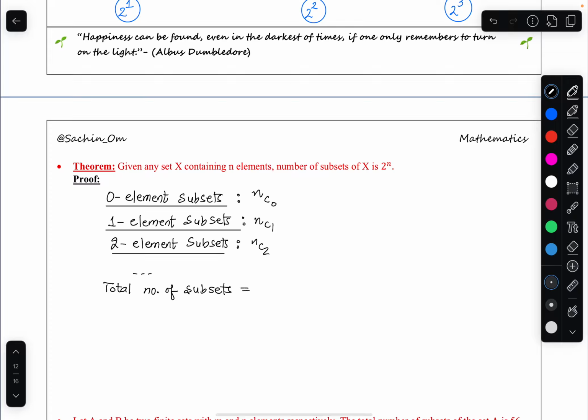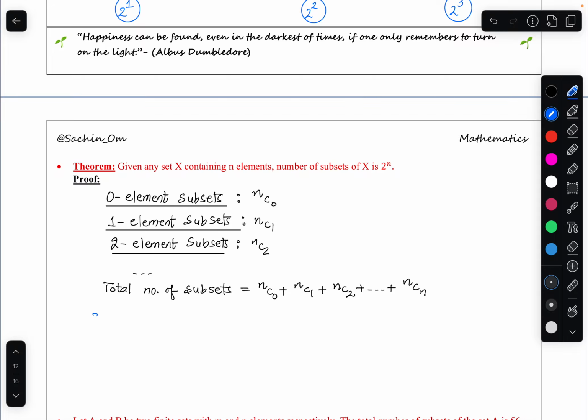the total number of subsets would be the sum of the number of subsets which have no element in them, plus the number of subsets which have one element in them, plus the number of subsets which have two elements in them, and so on up to the number of subsets which have n elements in them. So, I have this expression with me, and I want to find the sum of this expression now.